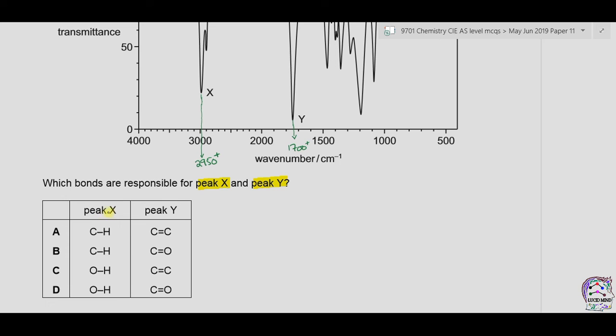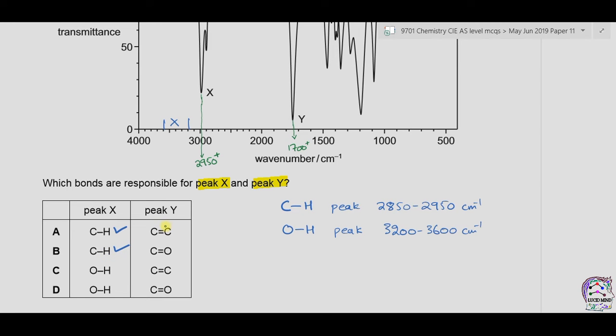Let's move towards options. For peak X, we have two options. One is CH and one is OH. Now from data booklet, we know that carbon-hydrogen peak comes around 2850 to 2950 per centimeter, while alcohol peak OH is present around 3200 to 3600 per centimeter. As we can see that no peak is present between 3200 and 3600, so therefore it could be A or B.